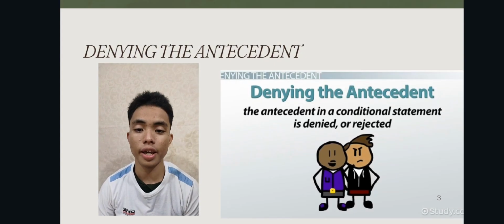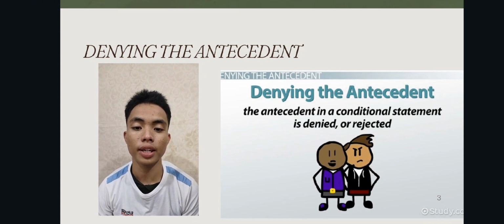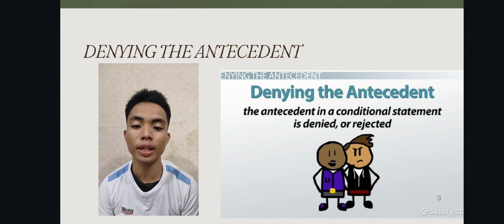In simple words, any argument of the form if A is true, then B is true. If A is not true, then B is not true.